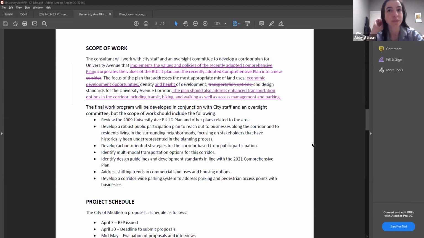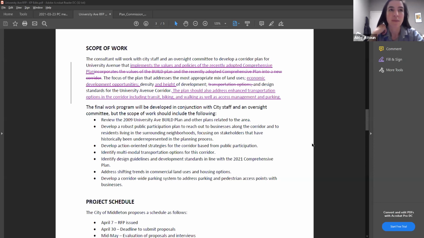Our staff went out on Friday afternoon and walked the entire length of the corridor, and we have a lot of notes for things that we want to see. It was a really good experience for us. It might be a good idea to do that at some point with the entire plan commission, certainly with the consultants that are selected for the project.